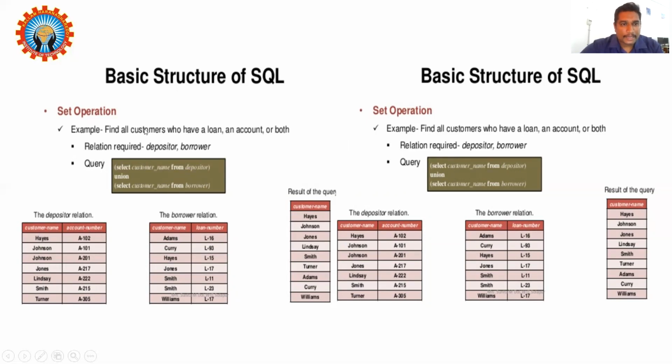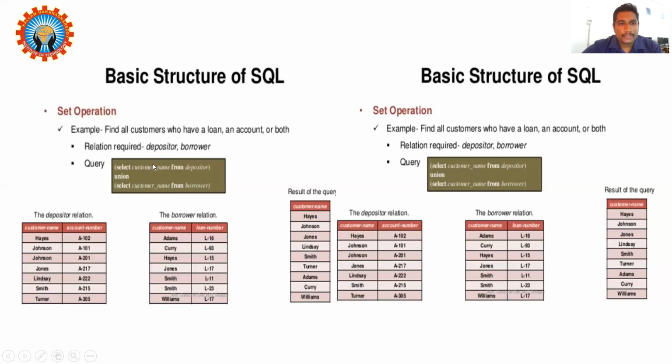I want all the data of the customer, so that customer name includes account number and loan number. I want these two relations. Okay. So if I am saying union, I want customer name from depositor and customer name from borrower. I want a combination of these two relations, so this is the output of the two relations. Okay. This is the output of the two relations. The customer names include Hayes. So they will have two Johnsons, but we get only one Johnson.